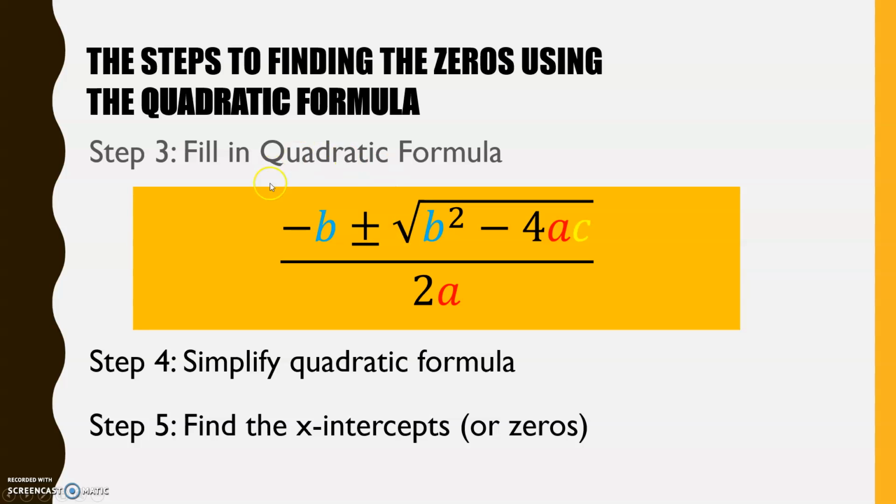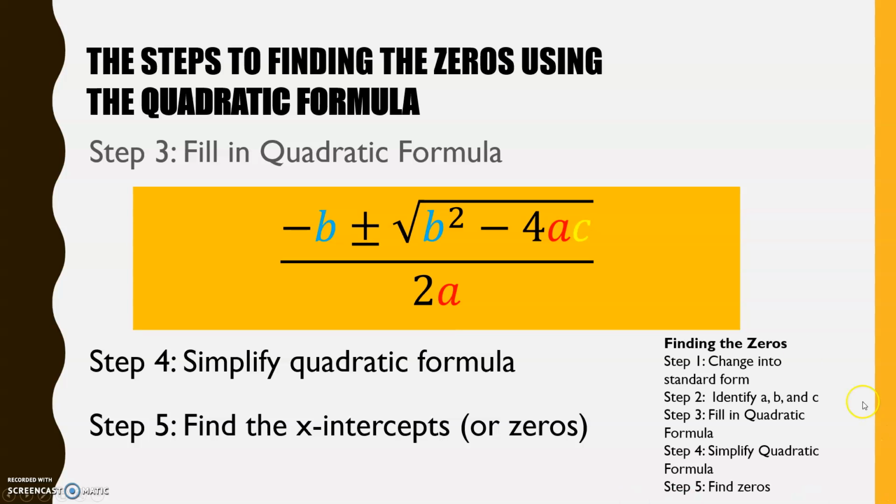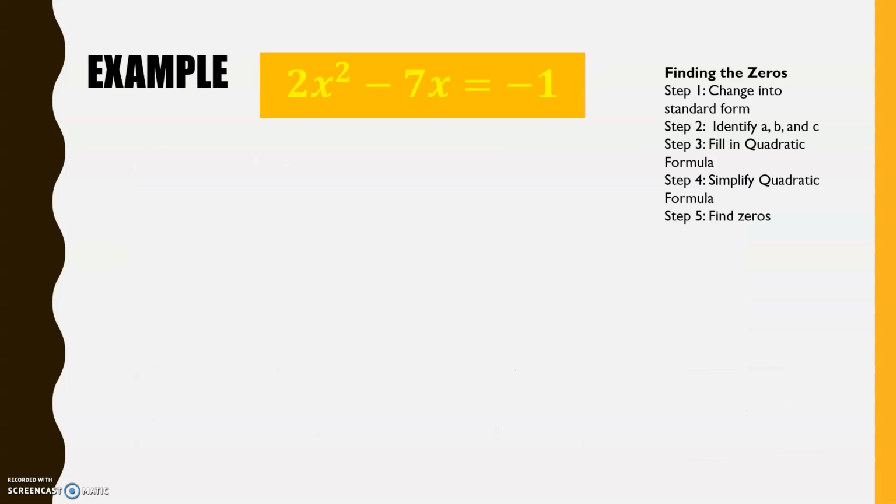And then we're going to fill in the quadratic formula. So put A, B, and C where they belong. You can clean it up if you'd like. Number 4 is to simplify, so you do as much arithmetic as you can, and then finally you'll separate your plus and your minus, and you'll find your two, hopefully 2 zeros. Sometimes it'll be 0 zeros, and sometimes it'll be 1 zero. So I've created this little list, we'll carry that along with us, so we can see where we're at in our process of finding zero.